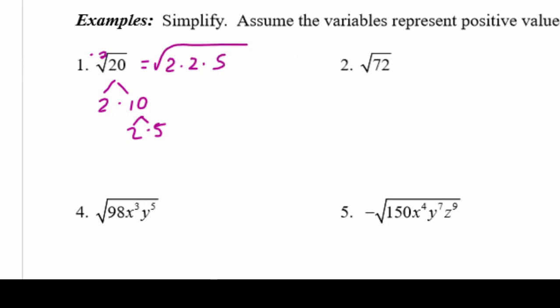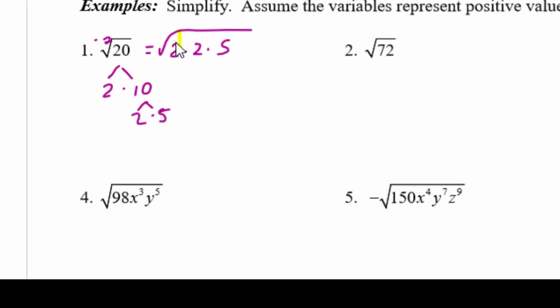And it says here, use the index, so the index is 2, to determine how to group the factors. So we're going to group the factors in groups of 2. And as you know, we have this group of 2 right here, these two 2's together. So for each group of 2, one factor leaves the radical.